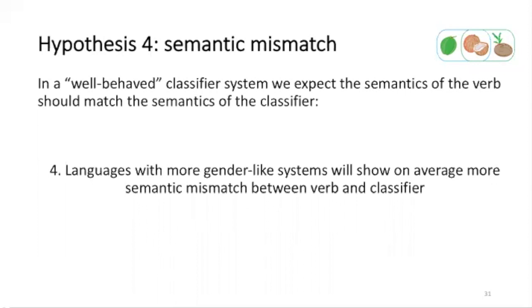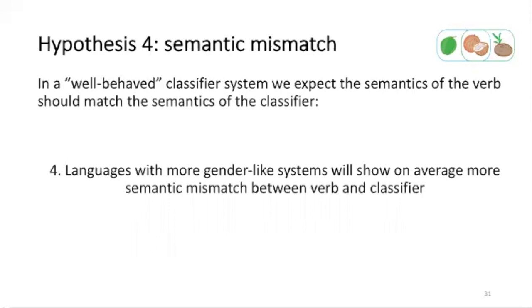Move on to our fourth hypothesis. In a well-behaved classifier system, we expect the semantics of the verb should match the semantics of the classifier. So we expect he drank his drinkable water and he washed with his general water. Whereas a more gender-like system should have a mismatch. So perhaps something like he washed with his drinkable water. The mismatch here is between the more general semantics of the verb to wash and the classifier denoting drinkables.